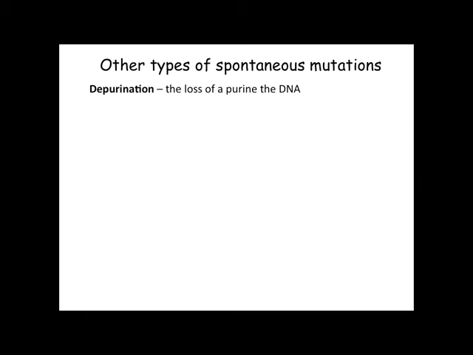One example of this is what's called depurination. And this is when a purine is lost from the DNA. A similar type of mutation is called deamination. And this is the removal of an amino group from the DNA. And we're going to focus more on deamination. This occurs a little more often and is a little better understood.